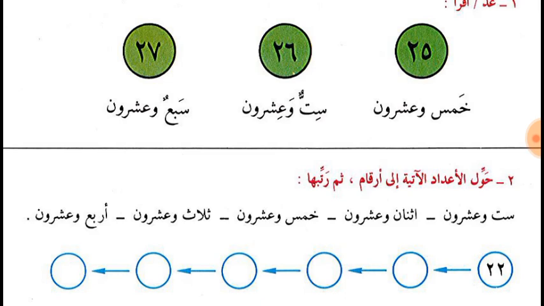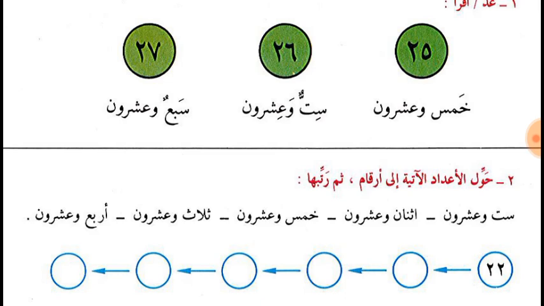Now, Haluma, read these words and tell me the numbers. Which numbers are they? It's sitta wa ishrun. Sir, it's 29. No. Sitta wa ishrun. No, sitta means 6. Oh, 26, sir. Yes, 26.